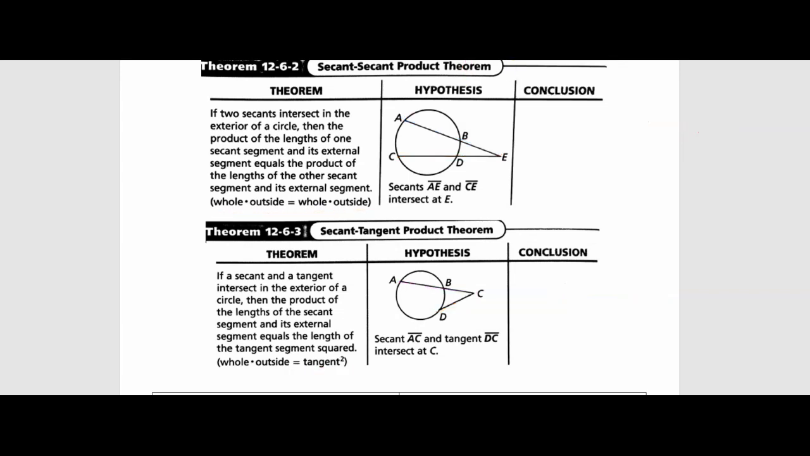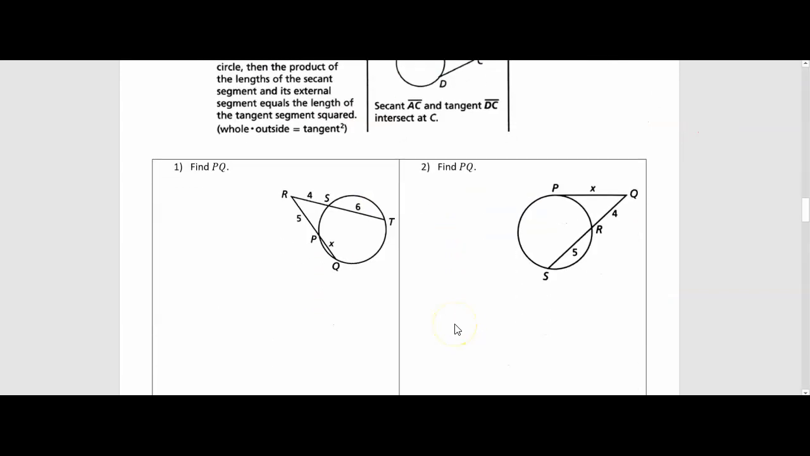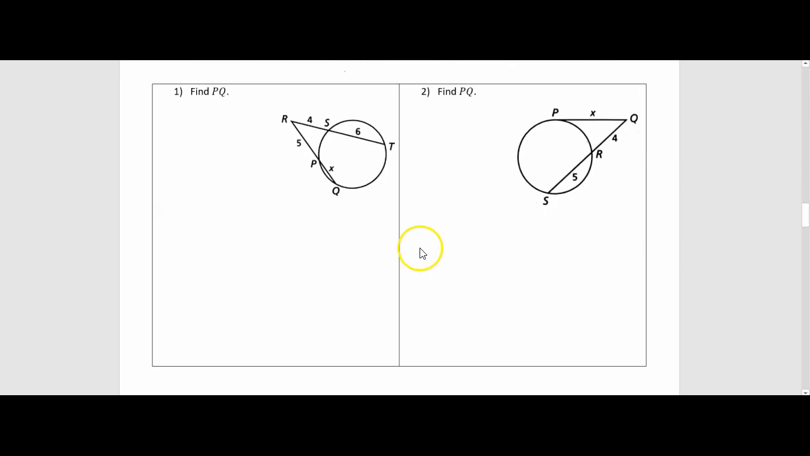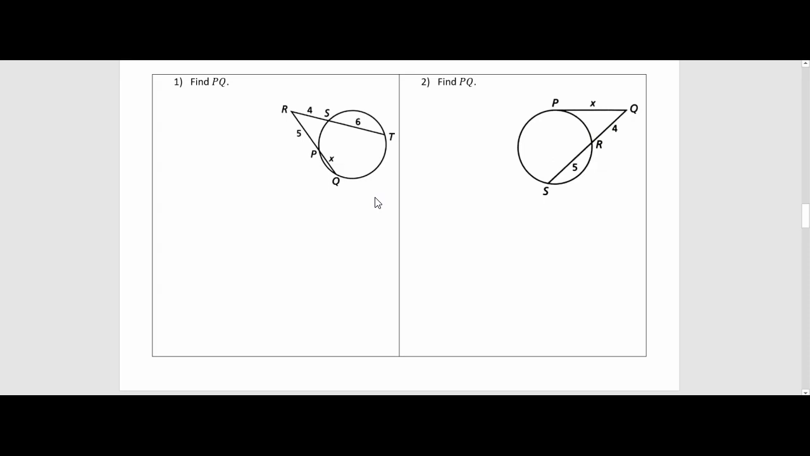Okay, let's apply this again to number 1. Pause the video, see if you can find the measurement of x. Okay, so my first secant, we'll do that in red, RT. I guess maybe you're thinking, well, Mr. Fussett, don't secants have to be lines?